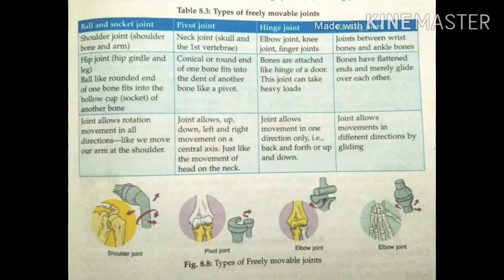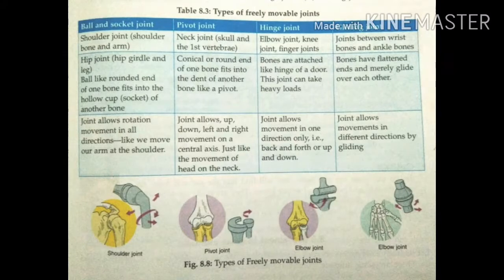Next one, pivot joint. Pivot joint allows up, down, left and right movement on a central axis, just like the movement of the head on the neck. So pivot joint is present in the neck. It allows movement up, down, left and right.